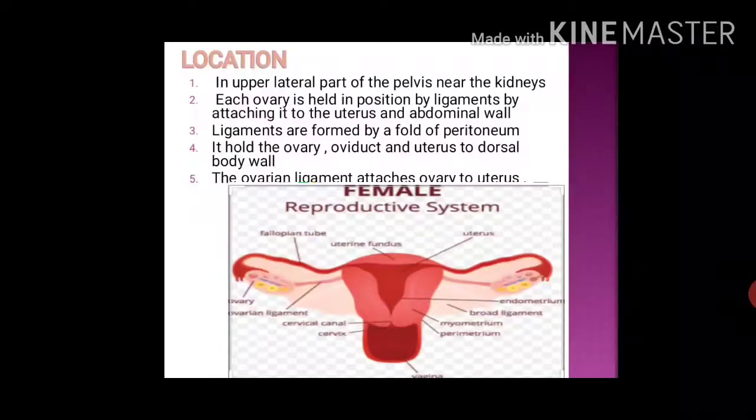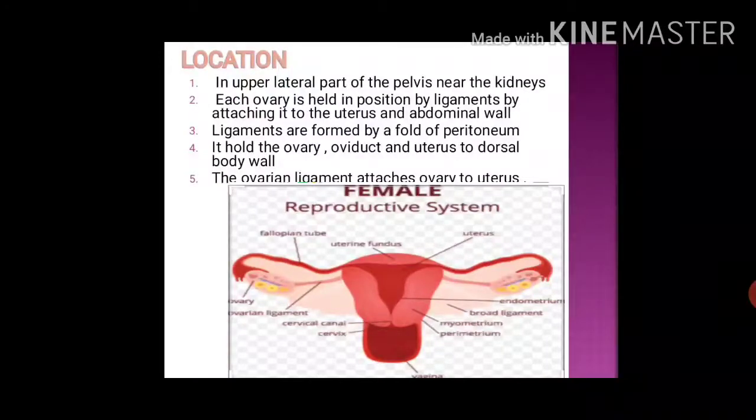Now let's see about the location. This ovary is located in the upper lateral part of the pelvis near the kidneys. Each ovary is held in position by ligaments, attaching to the uterus and abdominal wall. These ligaments are formed by the fold of peritoneum. It holds the ovary, oviduct and uterus to the dorsal body part. Here the ovarian ligament attaches the ovary to the uterus.